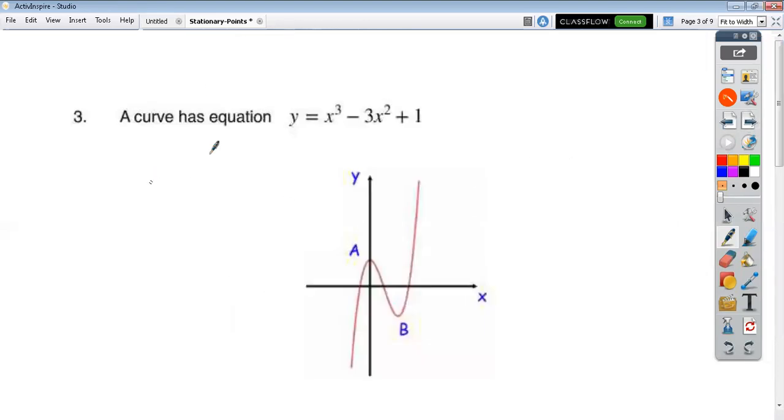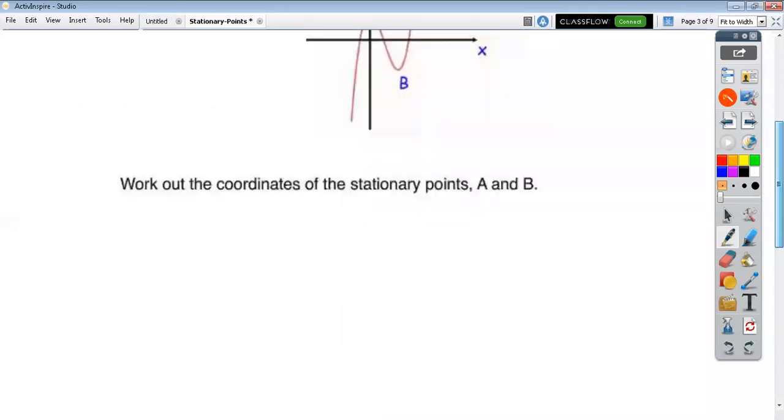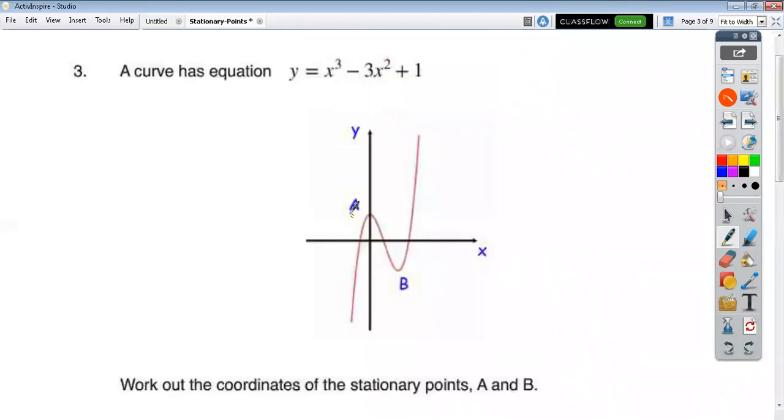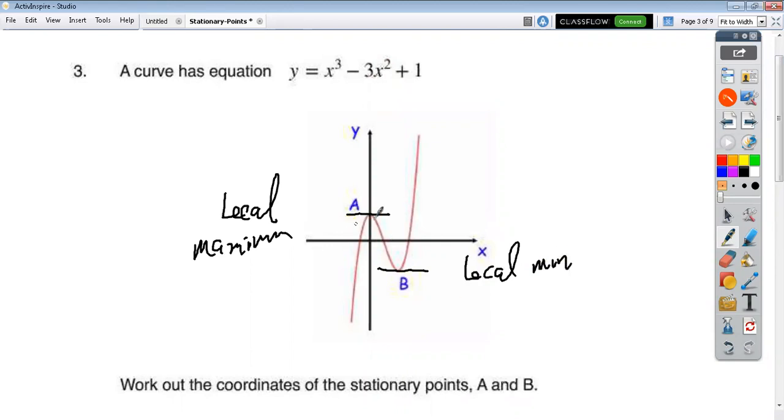Now the curve has got an equation there, like that. Sometimes it's just given a diagram. Work out the stationary points. So you can tell that this is a local maximum. That's what you mean by a local maximum. This is a local minimum. At both points, dy over dx should be equal to 0. Clear now? Dy over dx is equal to 0.